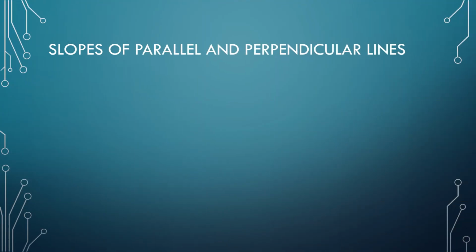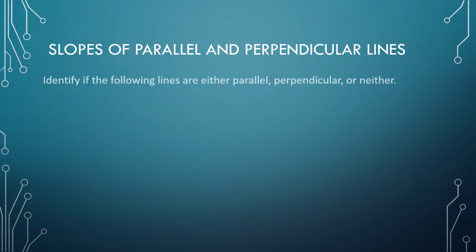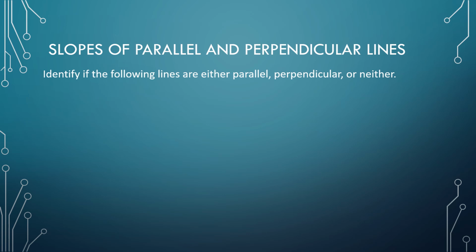Let's do a few examples to test what you've learned about the slopes of parallel and perpendicular lines. Example 1. Identify if the following lines are either parallel, perpendicular, or neither. y equals 6x minus 1, and y equals minus 6x plus 7.